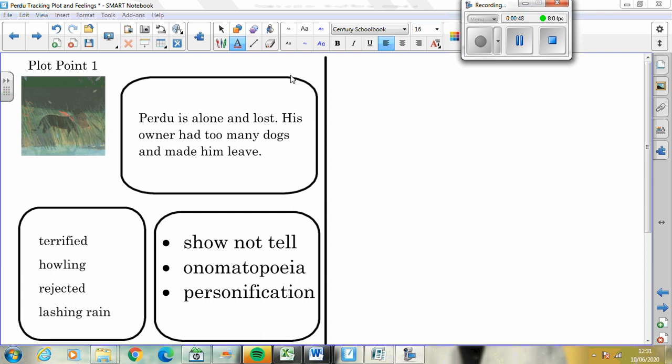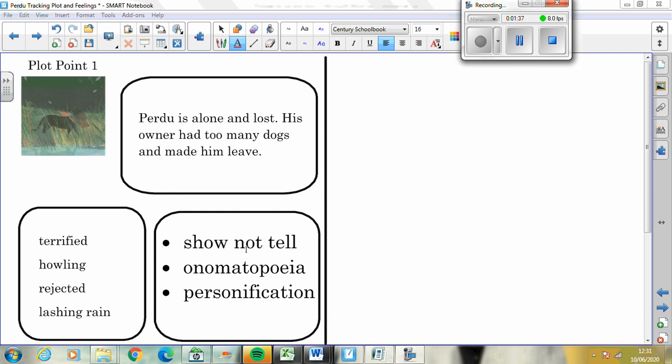This box here is the plot point. That's what's happening at this point in the story. Here is some key vocabulary for you. And here are the objectives that we're going to include in our first 3 sentences. Thank you very much to Tabitha, who shared with me this idea for the plot point. She thought the reason that Perdu was alone and lost at the beginning was because his owner had too many dogs and had made Perdu leave home. So here Perdu is, all on his own, in the dark, stormy night, looking for somewhere to go.